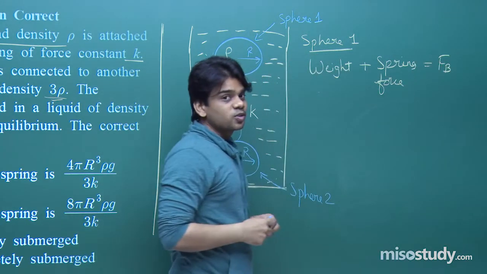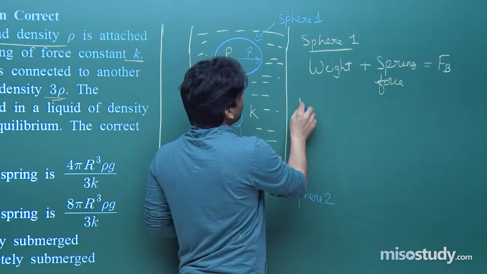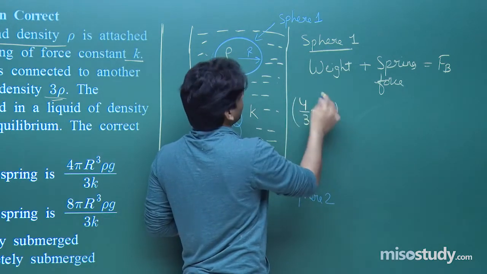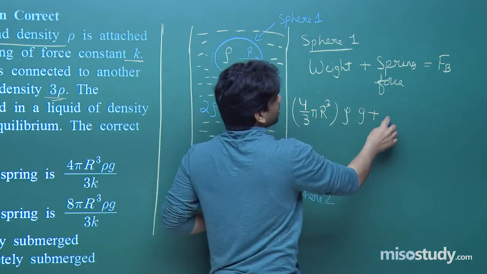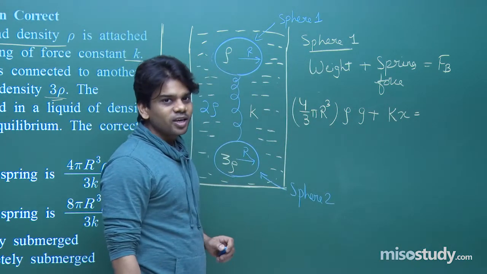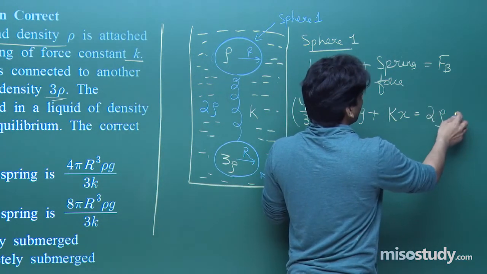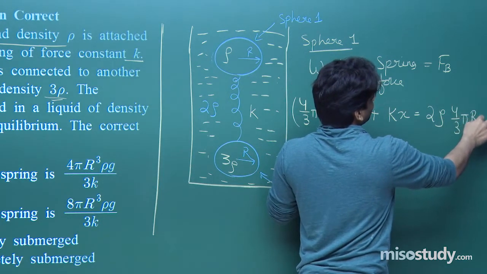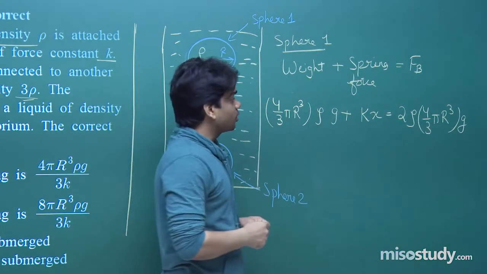This is what we can comment. Now its weight will be how much? Its volume into density into gravity. Its volume will be 4 by 3 pi r cube, and its density is given as rho. This we got as mass into gravity, plus spring force, that is kx, is equal to buoyant force, that will be equal to 2 rho, and then we got the density into volume, that is 4 by 3 pi r cube into g. Let's say this is equation number 1.